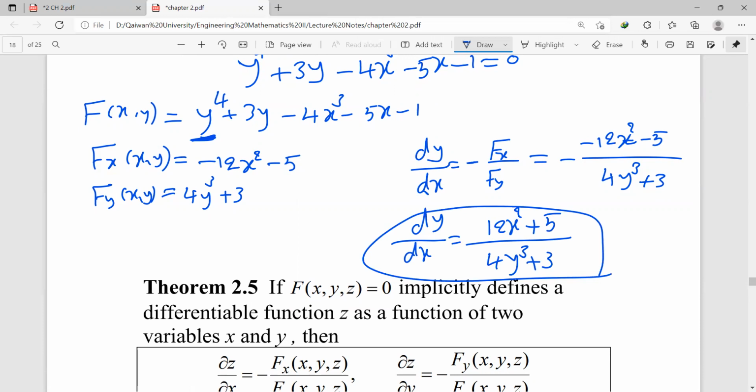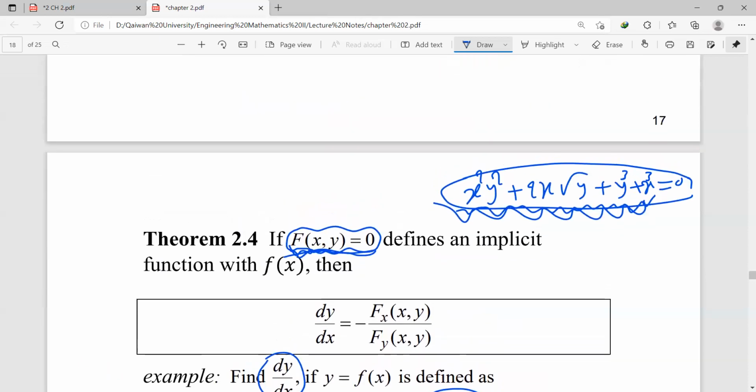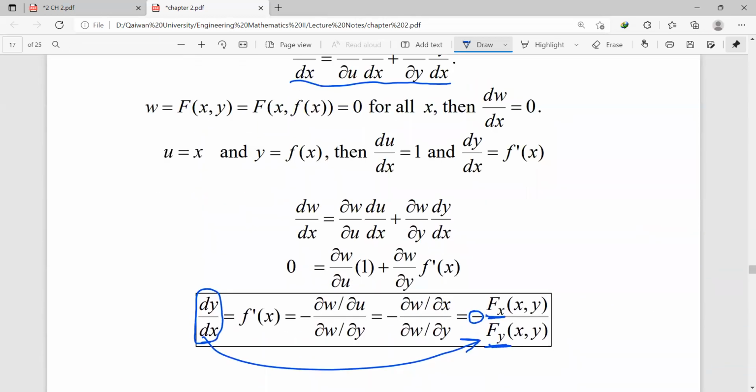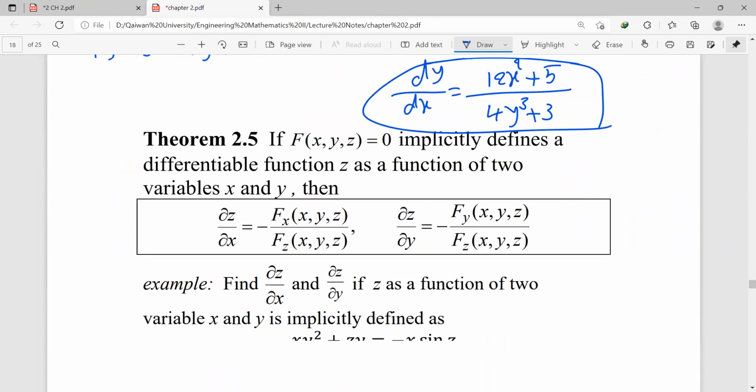It's for the rule. You don't need to know the proof. Only know the rule: minus f sub x over f sub y. That's all. That's for implicit differentiation.